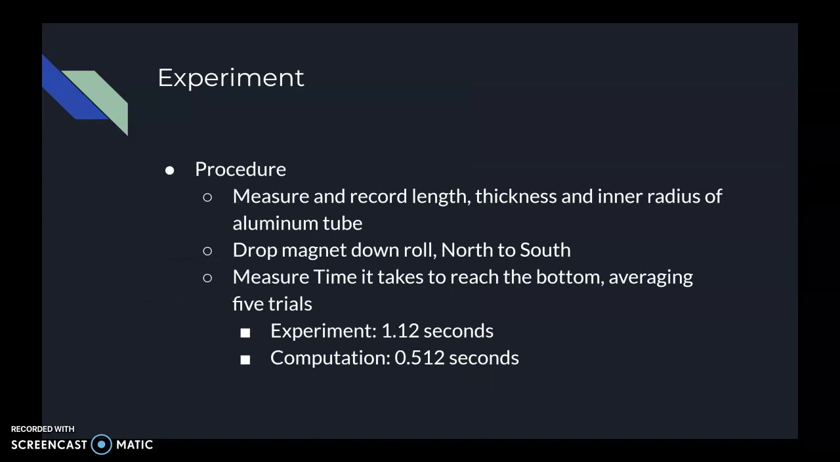The actual experiment consisted of measuring my tube of aluminum foil for the computational model, and then timing how long it took for the magnet to fall through the tube 5 times and averaging it. The poles of the magnet were found using the same app from the third lab that calculated the magnetic moment of a bar magnet, magnetometer. This experiment found that on average it took 1.12 seconds for the magnet to fall through this 0.3 meter tube.